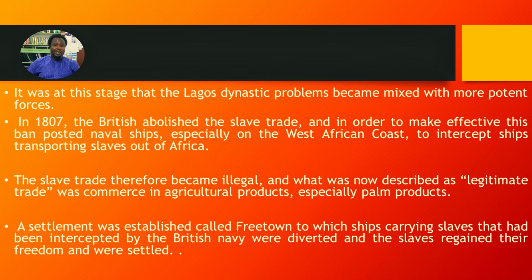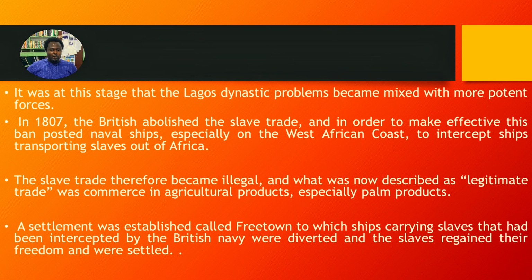Though it is important to remember that in 1807, as we have noted, the British had abolished the slave trade, and in order to make effective this ban on slavery, the British had posted naval ships, especially on the West African coast, to intercept ships transporting slaves out of Africa. So the slave trade, therefore, had become illegal as far back as 1808 and also in the 1830s.